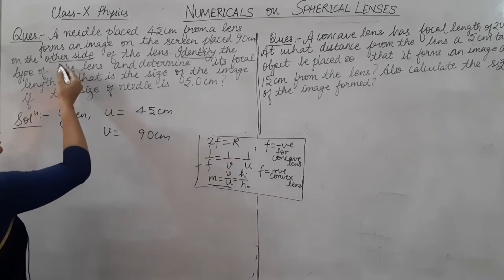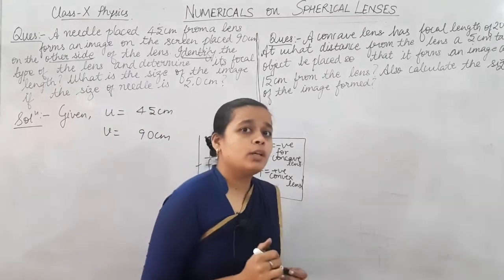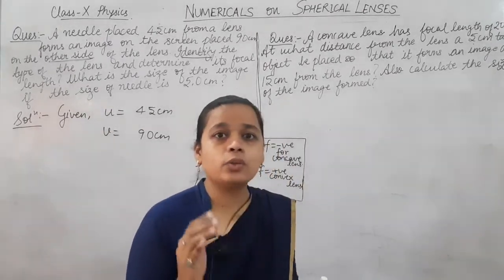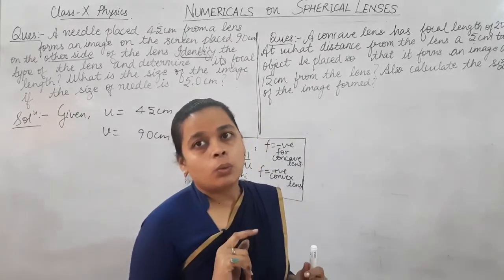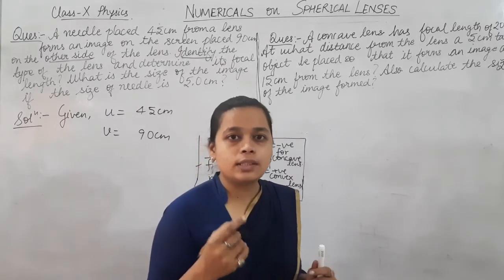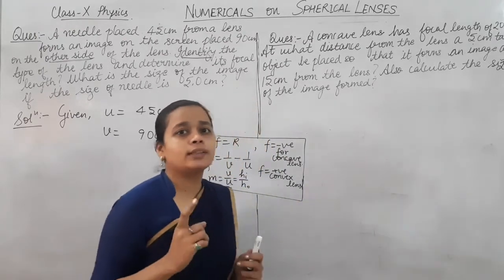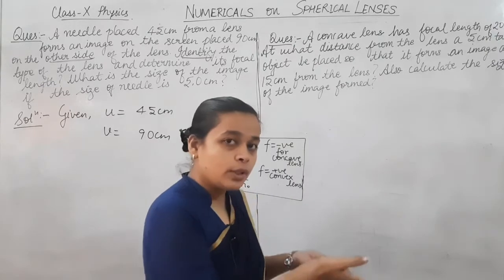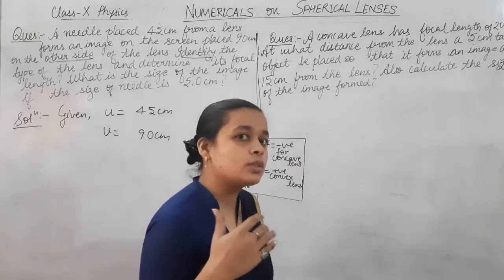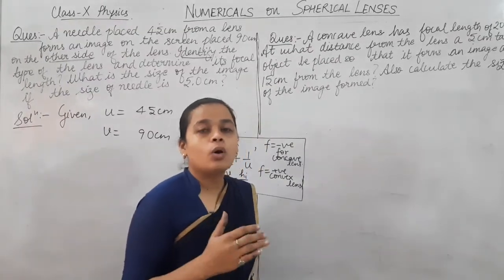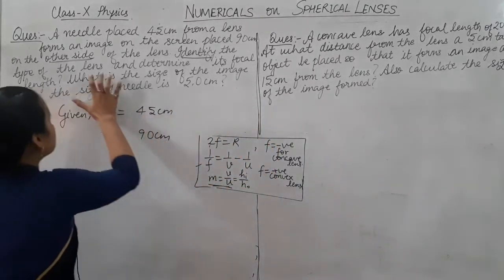Now it is saying that the image is formed on the other side. One thing you remember, just try to recall all the ray diagrams. What you will find is that in case of convex lens, all the cases are such that the image is formed on the other side. Only one case is there in the convex lens in which the image is formed on the same side. While if you recall the ray diagrams of concave lens, you will find that all the images form on the same side. Here it has asked that the image is formed on the other side.